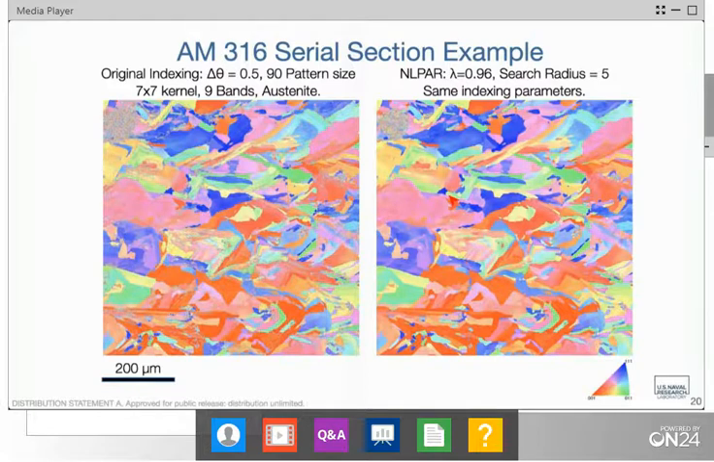And as I mentioned, our section time is highly dependent upon how quickly we can collect EBSD data. So this basically doubled our collection rate. By being able to use the NLPAR algorithm, we've doubled our collection rate. The original data was quite good, but you can see it's a little bit scruffy in some locations. And by using NLPAR, we were able to get a very high quality of data on every section and get a very good reconstruction from that standpoint.